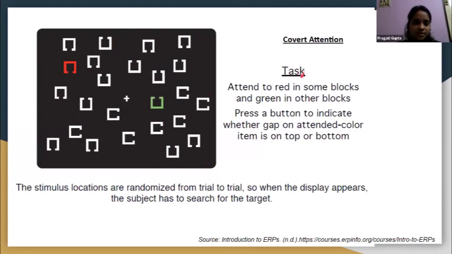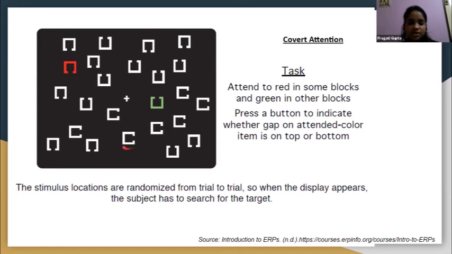So here, for example, there's a task in which there are two blocks. In one block, we ask the participant to tell the orientation of this red square, which side it is oriented, and for the other block, we ask about the green ones. So when we are attending to the red block and when we're attending to the green block, the side of the screen which is being attended, the left side or the right side, shows the opposite, or contralateral, side activity in terms of negative deflection.